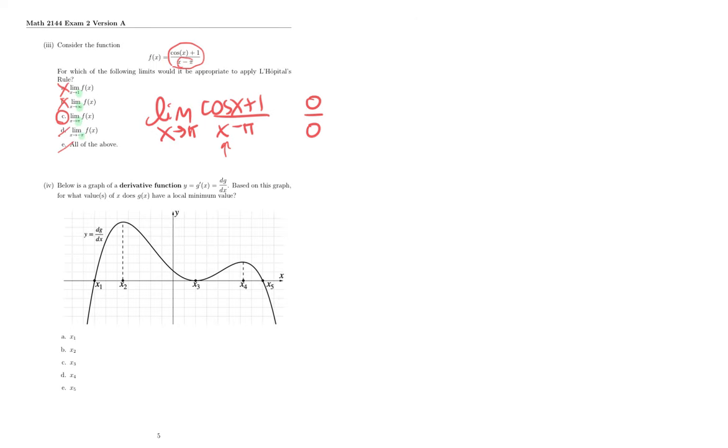For the next one, I'm given the graph of the derivative. So this is actually the derivative function. So I'm asked when it has a local minimum value. So I think it's helpful to draw my G prime line. So I know G prime has zeros at x1, x3, and x5.